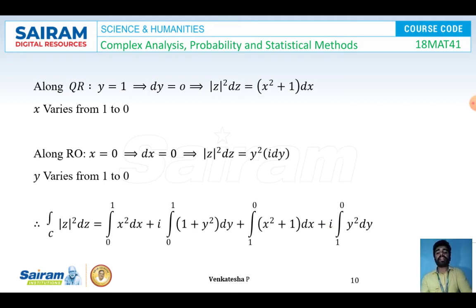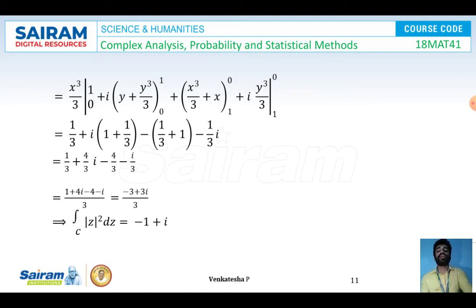Integrating this with respect to x, I will get x³/3 between the limits 0 to 1. Integrating this function with respect to y, I will get y + y³/3 between the limits 0 to 1. Integrating this, I will get x³/3 + x between the limits 1 to 0. And integrating this with respect to y, I will get y³/3 between the limits 1 to 0. So we got x³/3 with the limit 0 to 1 plus i times (y + y³/3) between 0 to 1, plus (x³/3 + x) with the limit 1 to 0 plus i times y³/3 with the limit 1 to 0.